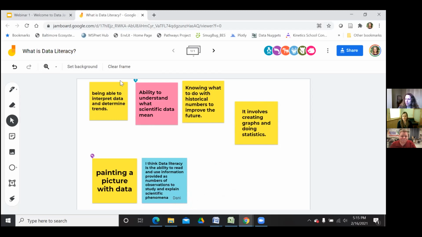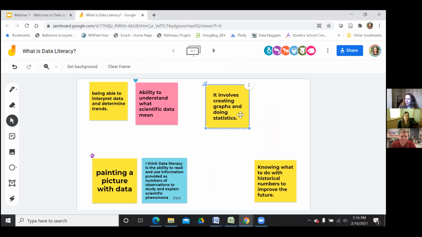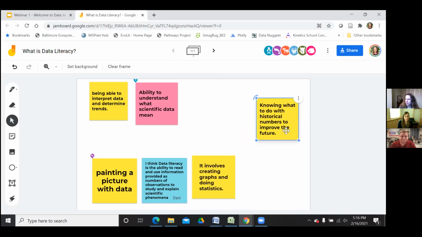Data literacy means being able to interpret data and determine trends, understand what scientific data means, knowing what to do with historical numbers to improve the future. That's an interesting one. Creating graphs and doing statistics. I'll put that one down here. Painting a picture with data, the ability to read and use information provided and to explain scientific phenomena. So these are really great. Any other ideas?